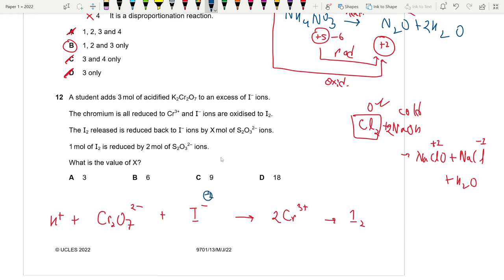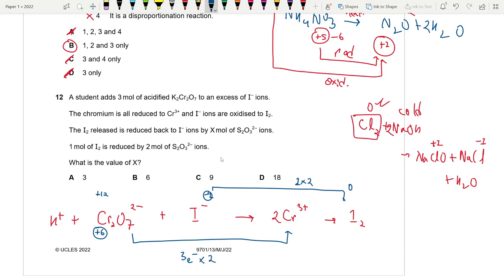So iodide goes from -1 to 0. But since there are two iodine atoms in one molecule, the change should be 2. What about dichromate? Dichromate goes from, this is a -14, so this is +12. So each chromium ion has a charge of +6, goes from +6 to +3. So for each chromium ion, the change is 3. So for two chromium ions, the change should be 6 in total. Okay, the change is 6.